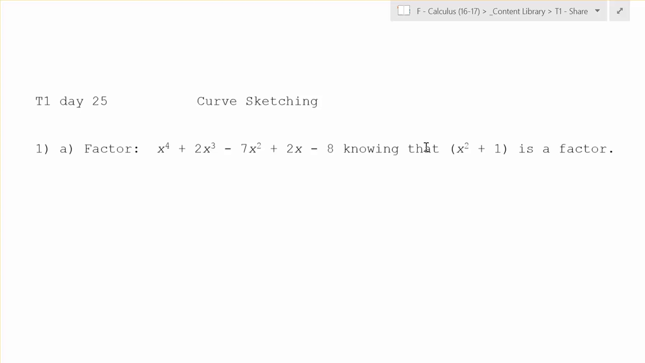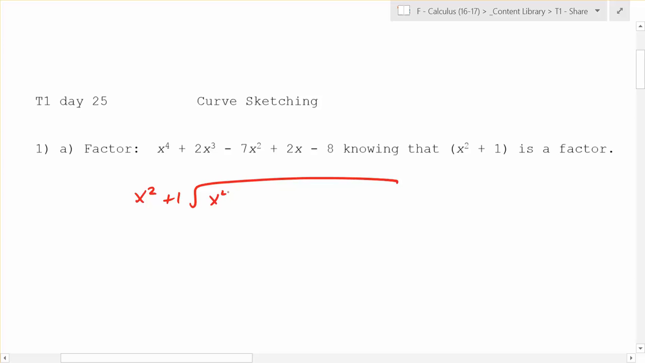So you did the division, and what did you come out with, everybody? X squared plus 2x. Okay, so when you did the division, everybody, you did x squared plus 1. Stay standing, everybody. What is it? X to the 4th plus 2x cubed minus 7x squared plus 2x minus 8. When you did the division, what did you end up with on top? X squared plus 2x minus 8.